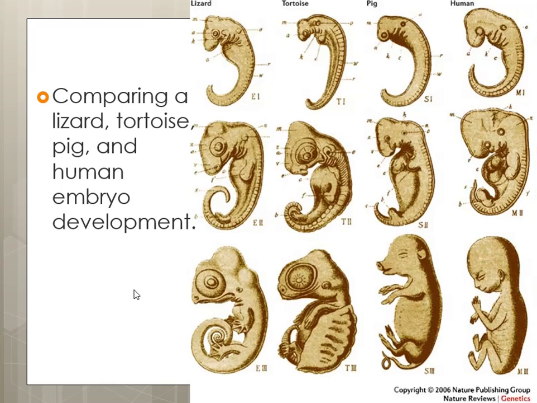The development pattern is very similar across multiple species. So we have lizard, turtle, pig, and a human. If I were to actually cover up this bottom row, you really wouldn't be able to tell the difference between the four. So very, very similar patterns of development.